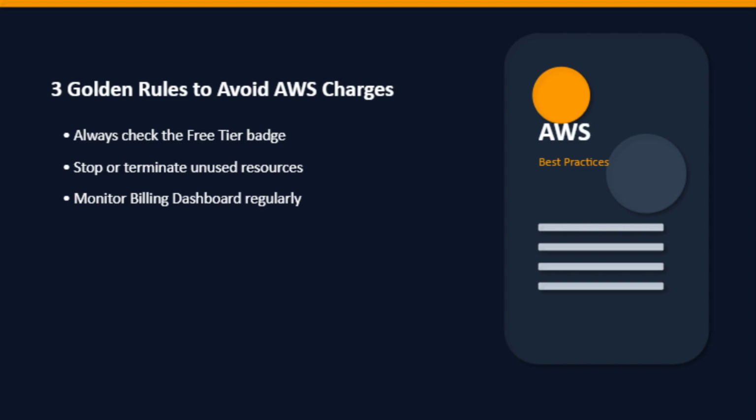Rule number 3, regularly check your billing dashboard. You can go to Billing and Cost Management and monitor your Free Tier usage and estimated charges. This helps you understand exactly how much of your Free Tier you have used, so there are no surprises later. So overall, AWS Free Tier is a great way to start learning cloud computing without spending money, as long as you understand the limits and manage your resources carefully.